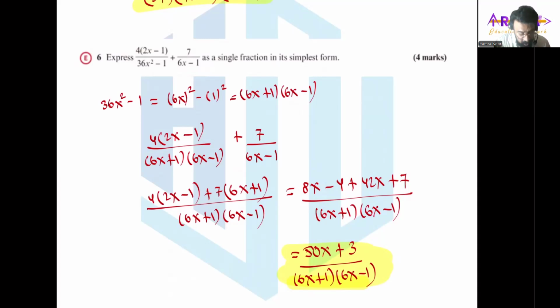And now I'm going to simplify the numerator. So 8x plus 42x is 50x and 7 minus 4 is positive 3. So therefore 50x plus 3 divided by 6x plus 1 multiplied by 6x minus 1. This is supposed to be your answer. All right, so this was question number 6 of exercise 1B. So now let's move on.